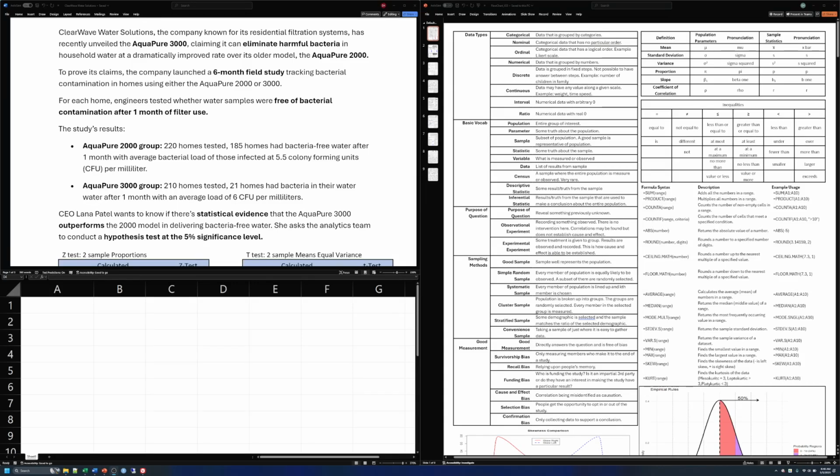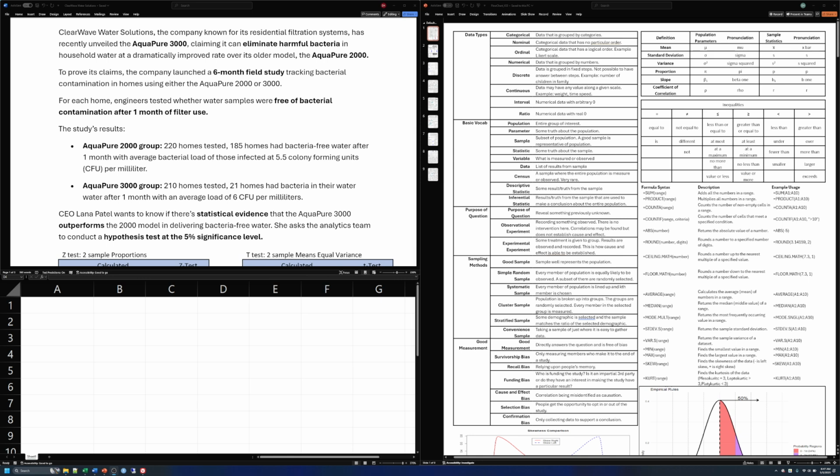It says Clearwave Water Solutions, the company known for its residential filtration systems, has recently unveiled the AquaPure 3000, claiming it can eliminate harmful bacteria in household water at a dramatically improved rate over its older model, the AquaPure 2000. To prove its claims, the company launched a 6-month field study tracking bacterial contamination in homes using either the AquaPure 2000 or 3000. For each home, engineers tested whether water samples were free of bacterial contamination after 1 month of filter use.